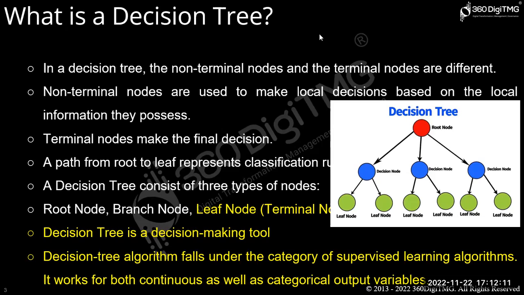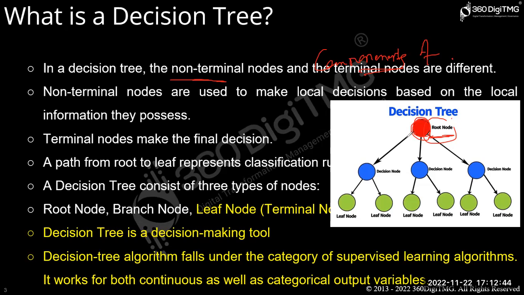So what exactly is a decision tree? What are the components we'll have in a decision tree? We'll go through it. In a decision tree, the non-terminal nodes and the terminal nodes are different. So when it comes to the components of the decision tree, we have three components. One is the root node, the main node. How we decide which one will be the root node and which is not, we will discuss in detail.